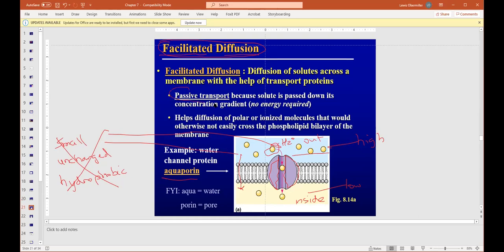This is passive. Remember, the energy is in the kinetic energy, the temperature. And this channel helps these molecules that couldn't cross the membrane to be able to cross the membrane.